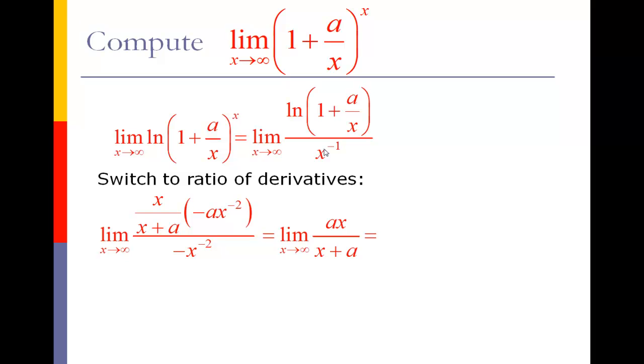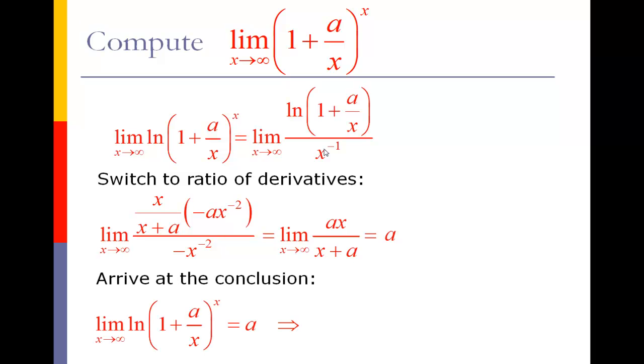Now, this last limit is very simple, and we can use either L'Hopital's rule if we want to, or simply the law of the jungle, or whichever method you want. And it turns out that the limit is going to be equal to a. But remember, this was the limit of the logarithm of the original function. So in order to get the original limit, we have to undo the logarithm, which means raise e to whatever power we have found.